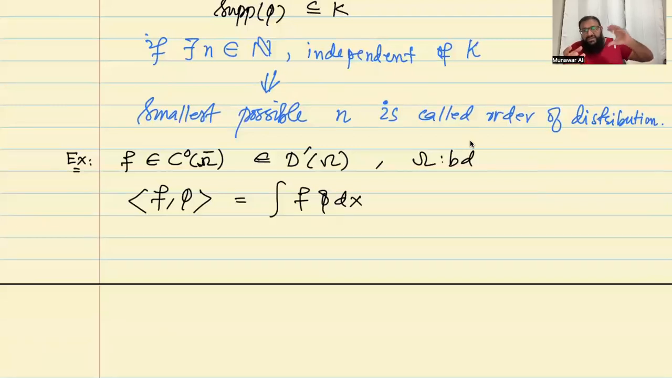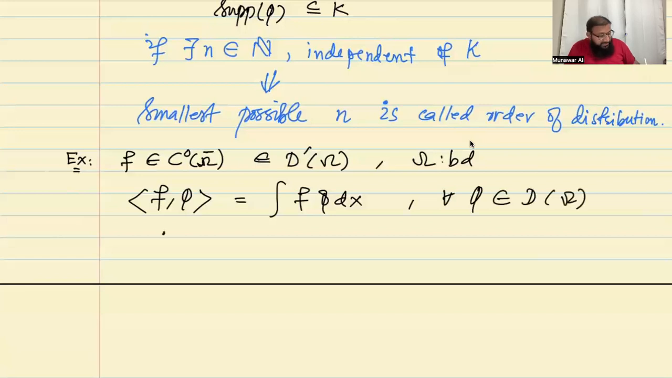So I'm giving you an f. f is operated on some phi and it gives you a real number. Hence this f is called a functional, or a function from the space of distributions, for all phi in D of omega. And you can simply check that all the integrals are linear functionals, and this is well defined. So this is linear and well defined.